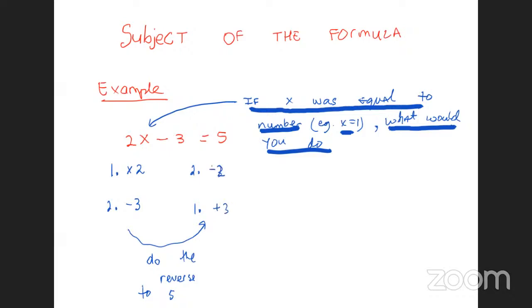So let's do it. x is equal to 5 plus 3 divided by 2, right? And that will give you your answer, 8 divided by 2. That is 4. Let's try our next one.